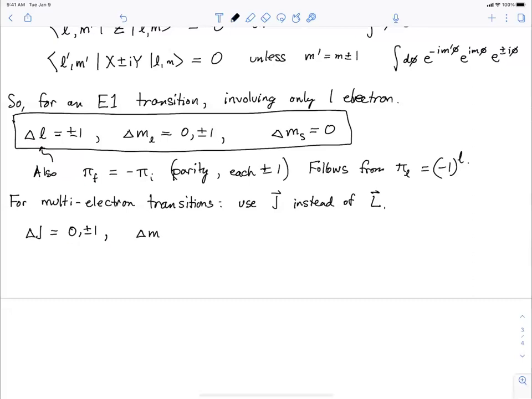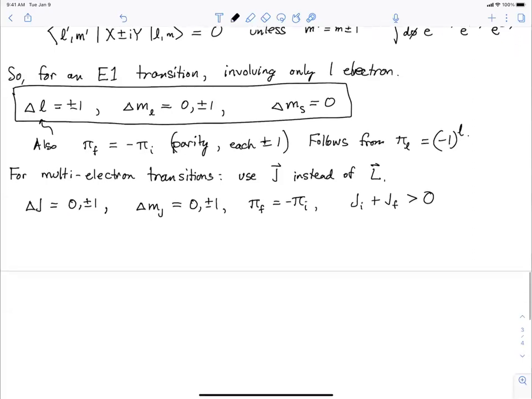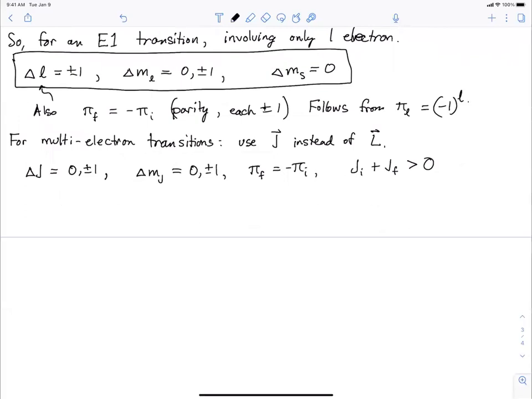So the change in the J Z component is again 0 plus or minus 1. The parity again is the opposite for the initial and final states. And then finally, I'll talk about this in a bit. This rule basically says you can't have both the angular momenta be 0. So I'm saying the sum of them is greater than 0, which means since neither one can be negative, they both must be greater than 0. Okay, so let's talk about why these are true.